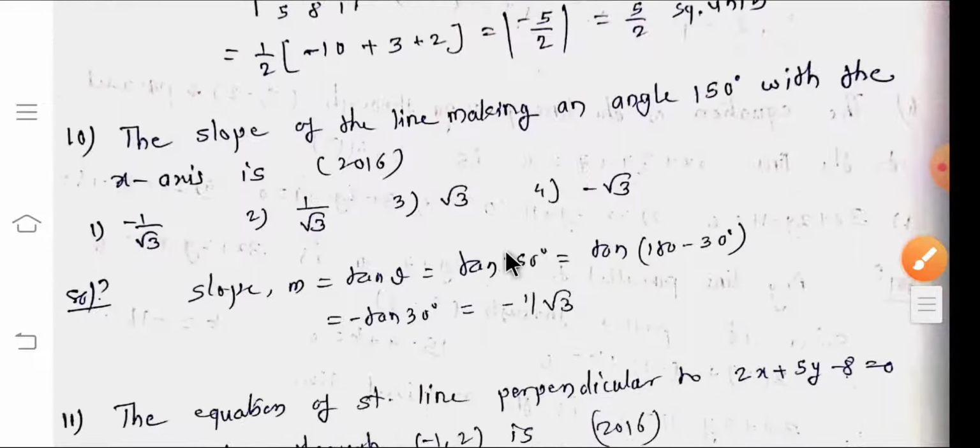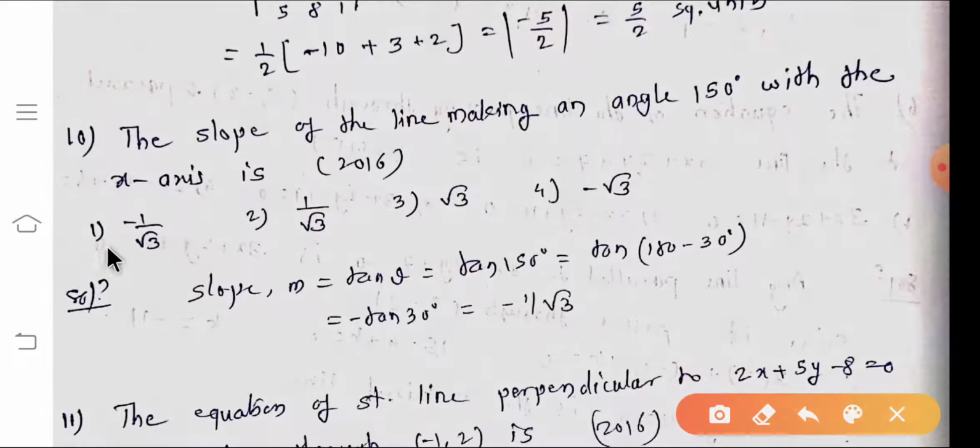The next example: the slope of the line making an angle 150 degrees with the x-axis. The slope formula is m equals tan theta, that is tan of 150 degrees. We write 150 degrees as 180 minus 30 degrees, which lies in the second quadrant. In the second quadrant tan is negative, so it equals minus tan 30, and tan 30 degrees is 1 by root 3, so the value is minus 1 by root 3. Therefore the first option is the right option.